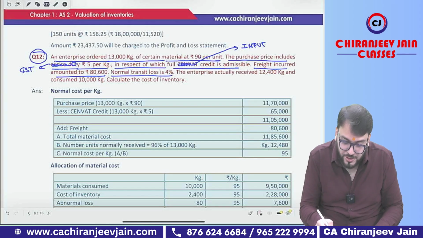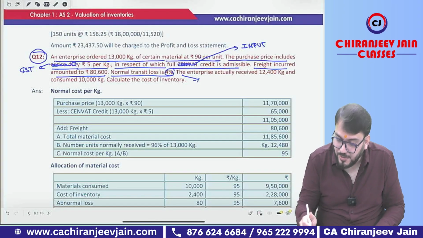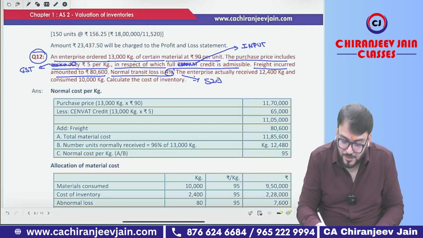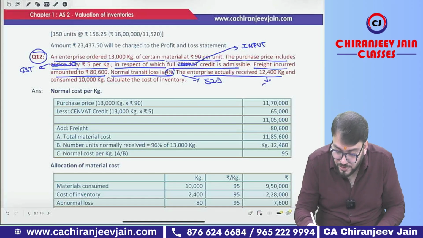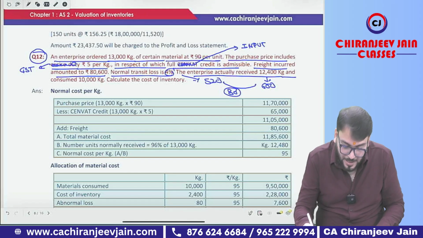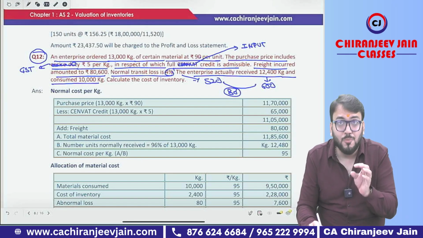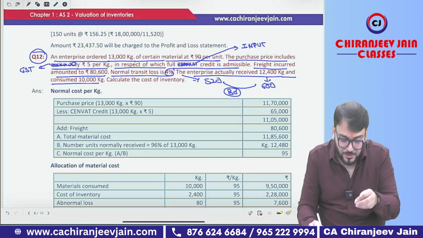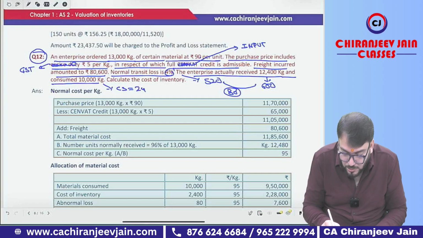Freight incurred amounted to rupees 80,600. Normal transit loss is 4%. So normal loss they have given. So 13,000 into 4%, 520 is the normal loss. And did he actually receive 12,400 kg? You can see out of 13,000, they have received only 12,400. Means total loss is 600. So out of that, how much abnormal loss? Abnormal loss is 80. Got this point? Correct. And they consumed 10,000 kg out of 12,400, already used in the production process. 12,400 minus 10,000, so closing stock will be 2,400.